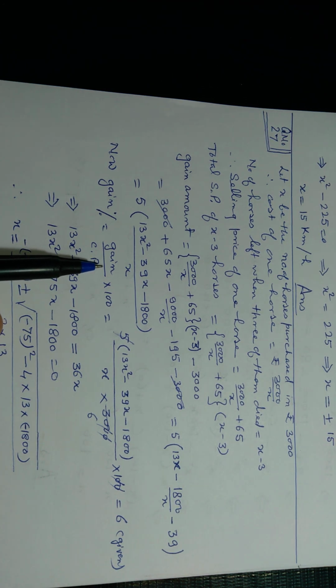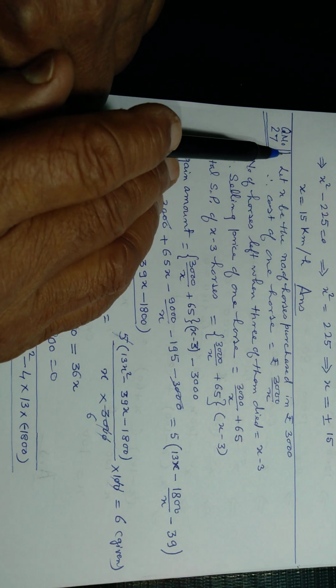Question number 27 states that a man purchased some horses for rupees 3000. 3 of them died and he sold the rest at rupees 65 more than what he had paid for each horse, and thus gained 6% on his outlay. How many horses did he buy? Now I have proceeded it here like this.